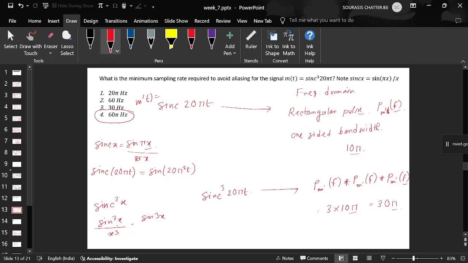That you can see from here also. Sinc, if I talk about the sine part only, it's sine cube. So that is some scaled version of sine 3x. So your bandwidth now becomes 3 times that. So the important thing is the one-sided bandwidth is 30 pi. So that is your maximum frequency component fm. So your minimum sampling rate is going to be twice that, and therefore your answer is 60 pi hertz.